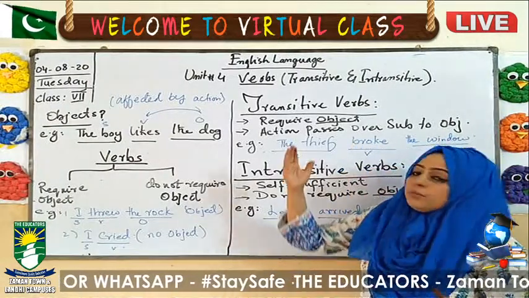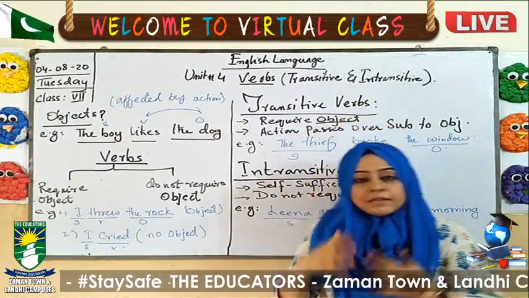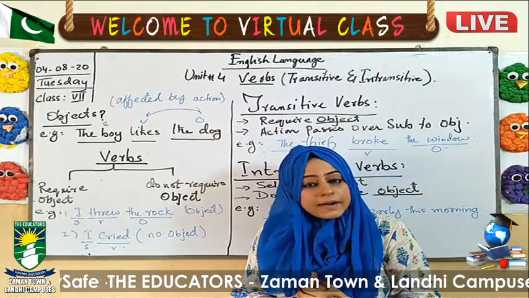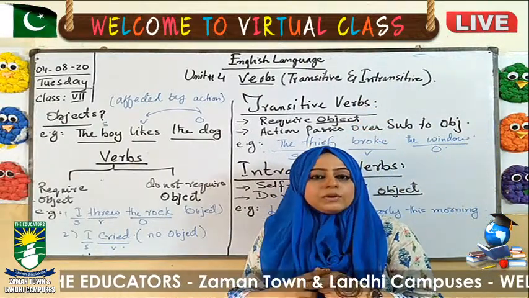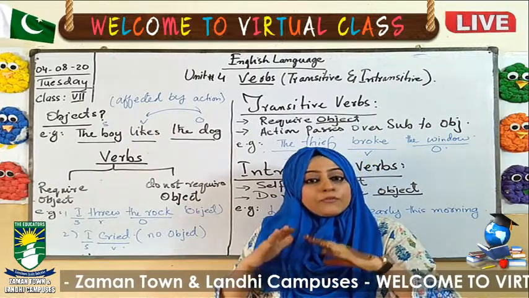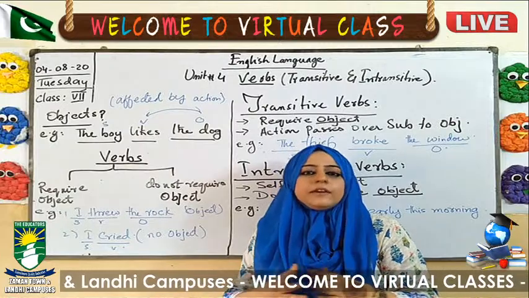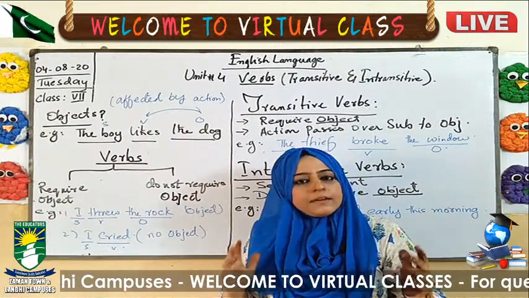Okay, the topic is unit 4, verbs, transitive and intransitive verb. Means here we will discuss kinds of the verb. We are having two different kinds of the verb, transitive and intransitive. As we have learned forms of the verb, first, second, third. But here we will discuss the kinds of the verb, transitive and intransitive.